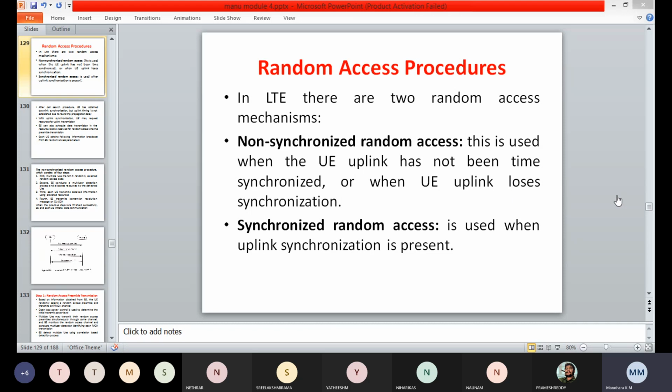So one is the channel dependent scheduling and the other is channel independent scheduling. The channel dependent scheduling is further divided into two categories, that is frequency diverse scheduling and frequency selective scheduling.